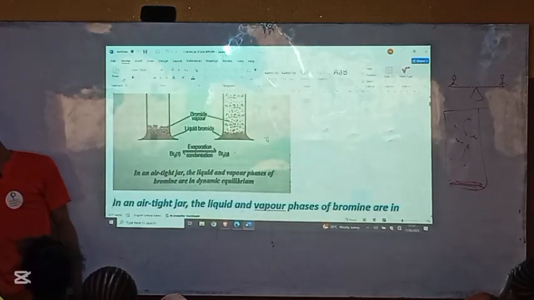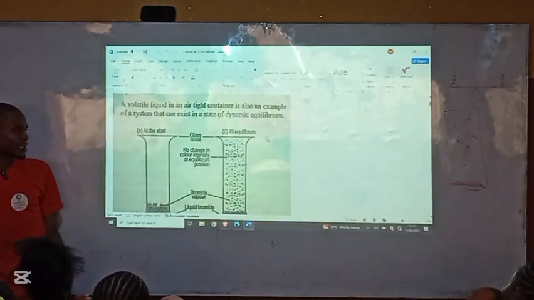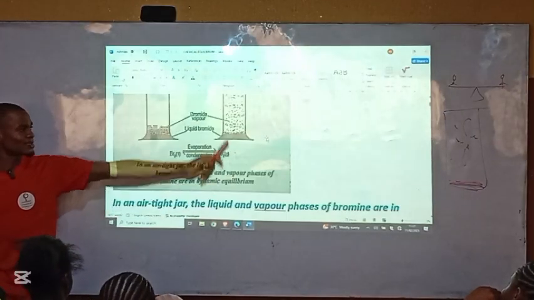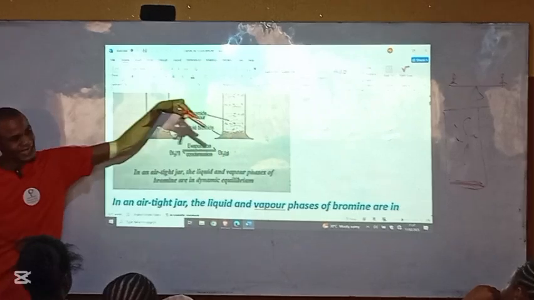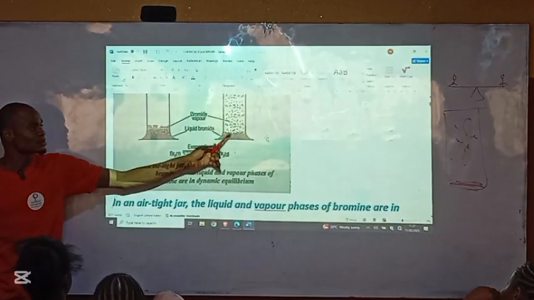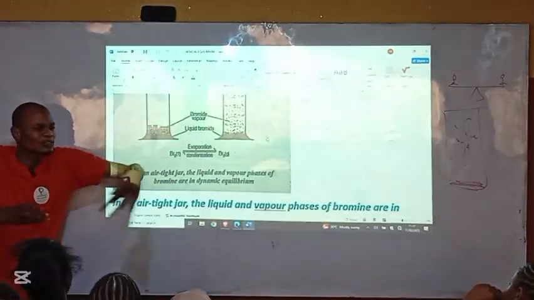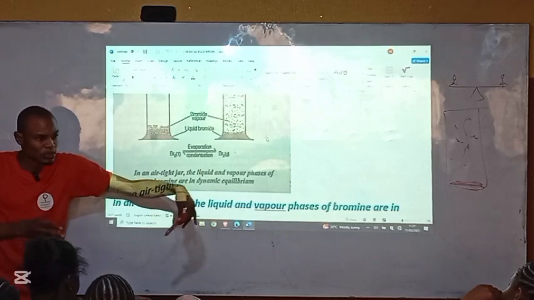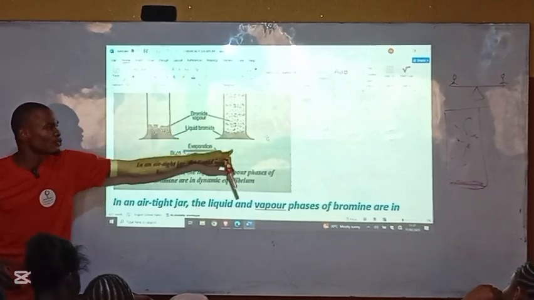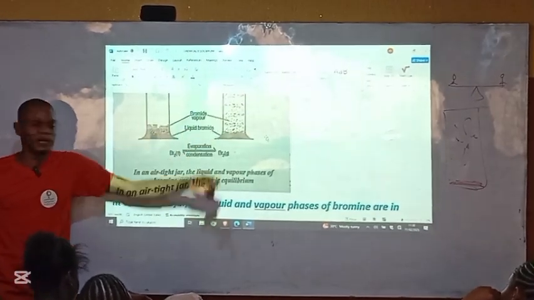It will be constant, no net change. Can you see? I showed you this diagram last class. Now, this is the green one. You can see vapor and liquid bromine inside that same container. Some vapors have become condensed, meaning when vapor becomes liquid, condensation. Some vapor is becoming liquid again, and some liquid is also becoming vapor again.